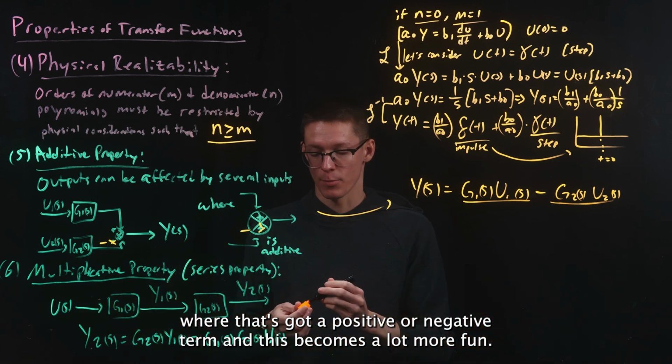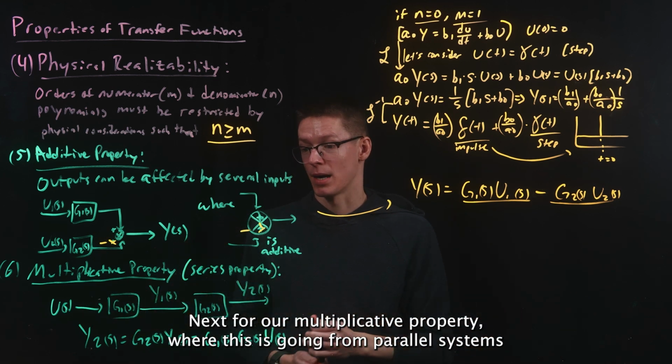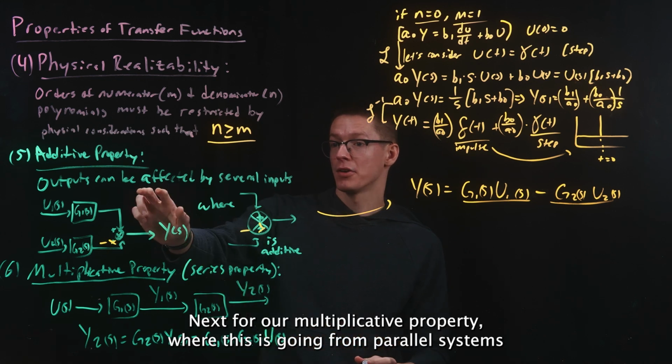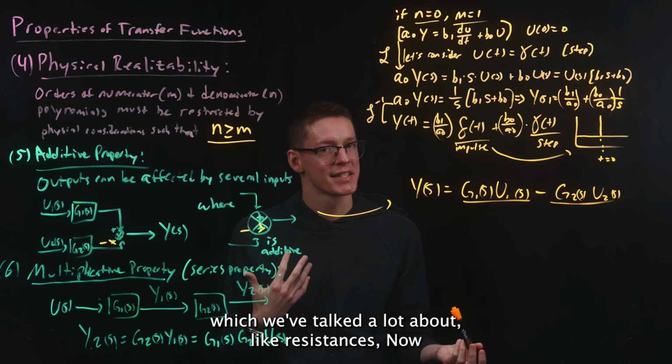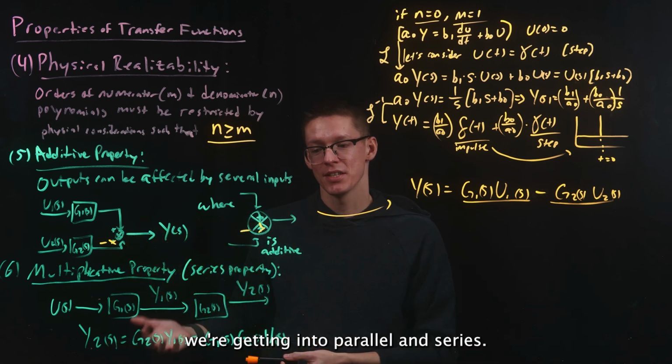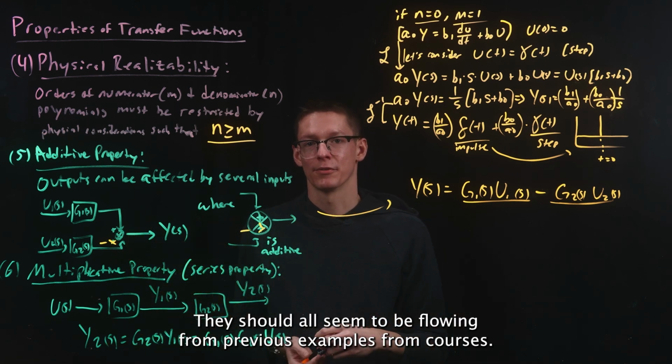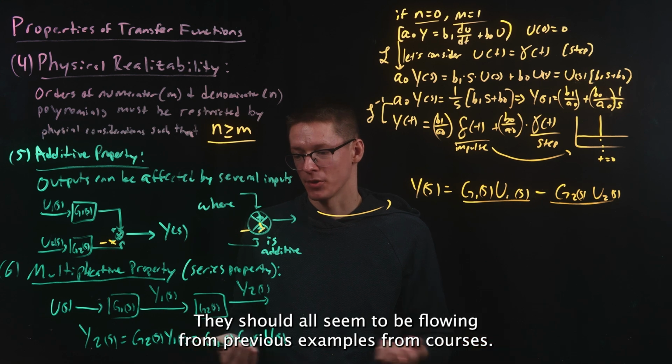And this becomes a lot more fun next for our multiplicative property, where this is going from parallel systems to a series system, which we've talked a lot about, like resistances. Now we're getting into parallel and series. This should all seem to be flowing from previous examples from CourseWiz.